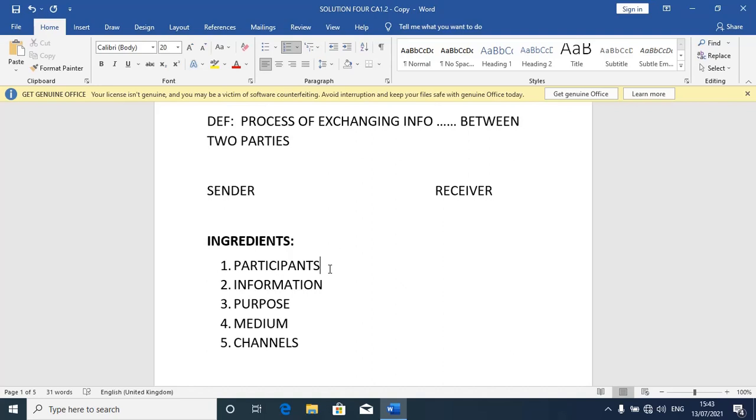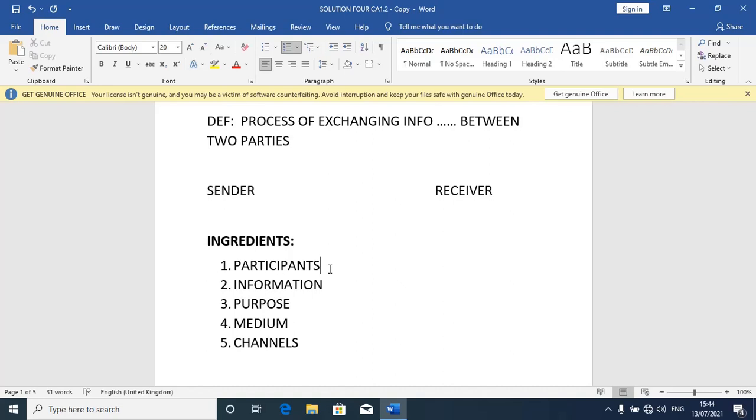And number 4, the receiver must acknowledge receipt of the message. There should be an acknowledgement that the message has been received. And finally, the receiver must either accept the information or reject the information and give some kind of feedback. Those are the participants of the communication.